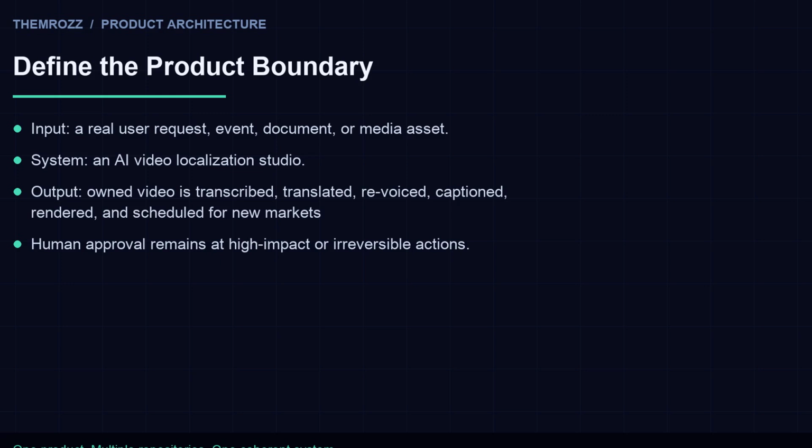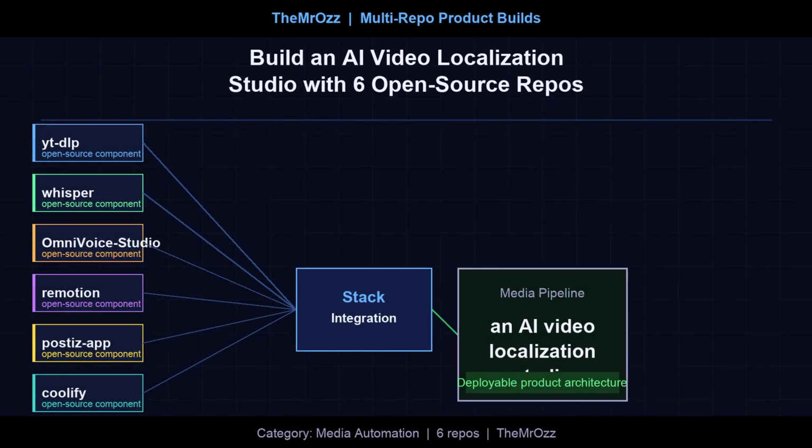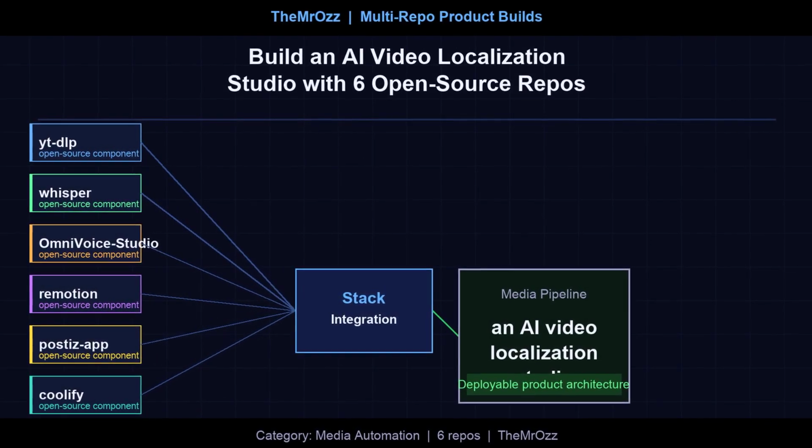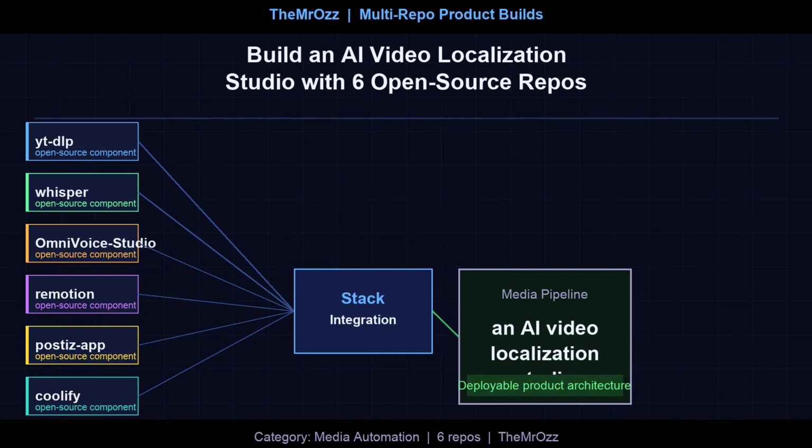Remotion steps in to rebuild the video. This isn't just slapping subtitles on a frame, it's dynamic rendering. Imagine lower thirds animating in Spanish text, voiceover syncing perfectly with on-screen action, or even scene transitions adjusted for cultural nuance. Remotion treats video as code, using React principles to generate frames with precision. The output: a fully revoiced, captioned MP4 ready for prime time.